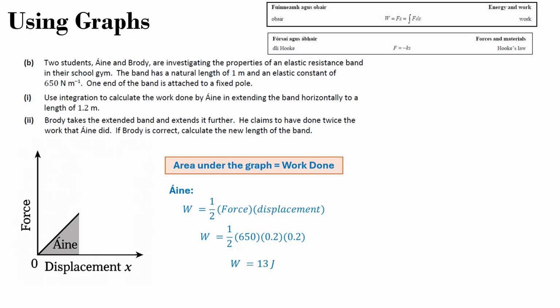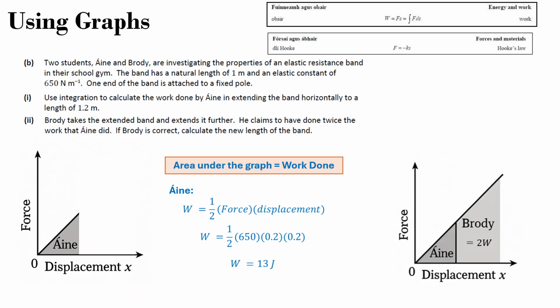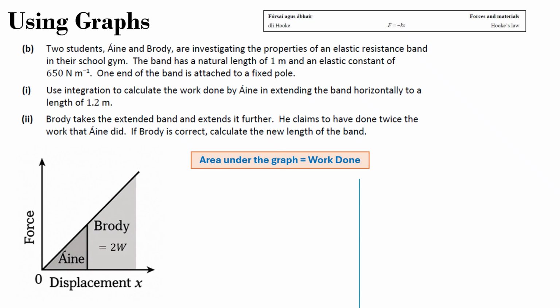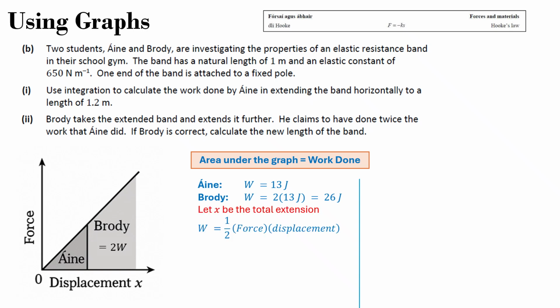Then when it comes along to part 2 for Brody, we can simply extend that line. If we think of again the area under the graph as work done, to simplify this, let's look at the total area, including Anya and Brody, so that would be 3 times work. Anya did 13 joules of work, and Brody does twice the work, which is 26, meaning the total area is 39.